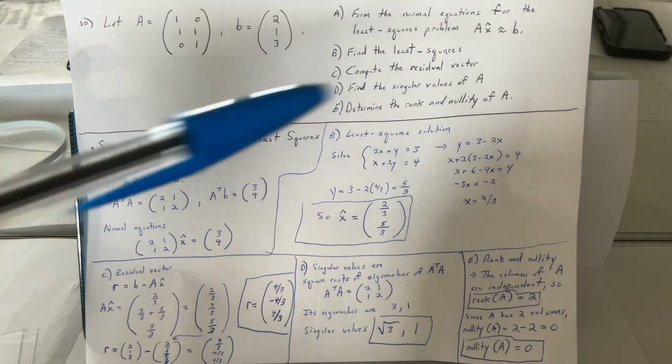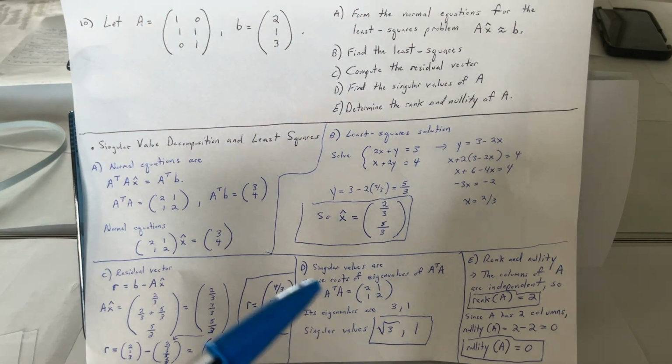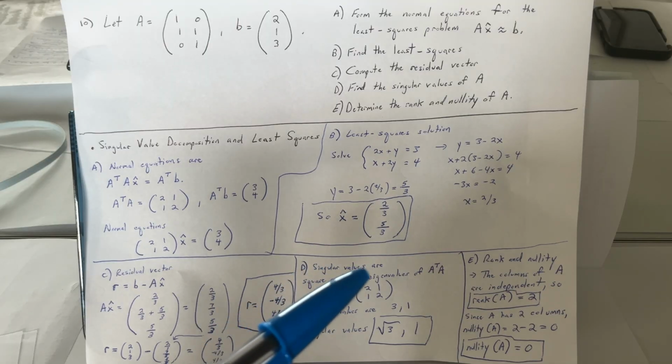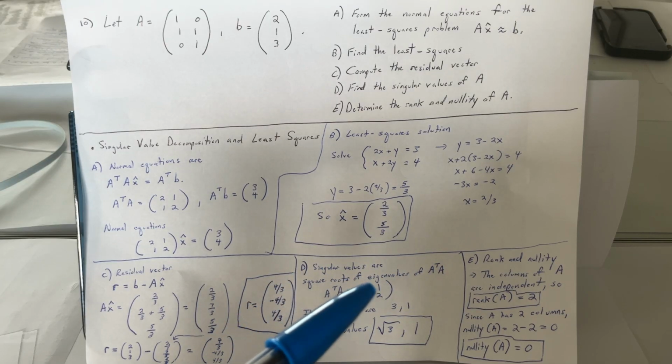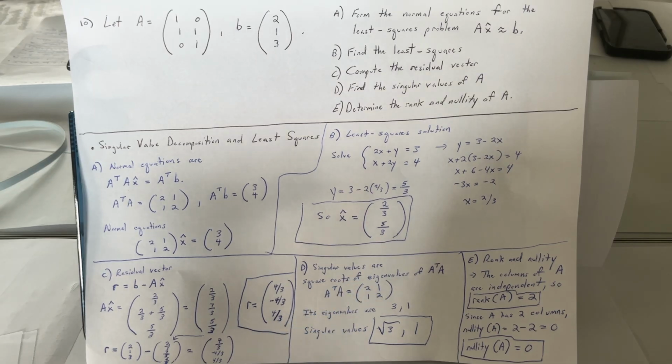Letter D, find the singular values of A. Well, the singular values are square roots of the eigenvalues of A transpose A. So A transpose A is this, rows 2, 1; 1, 2. Its eigenvalues are 3 and 1. So its singular values are square root of 3, and 1.